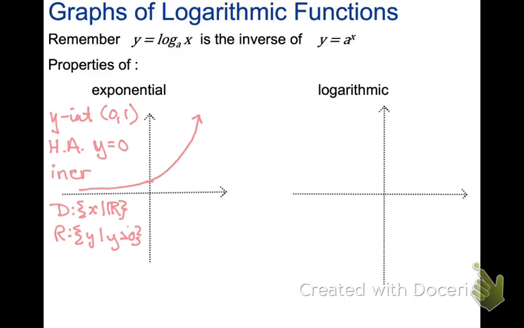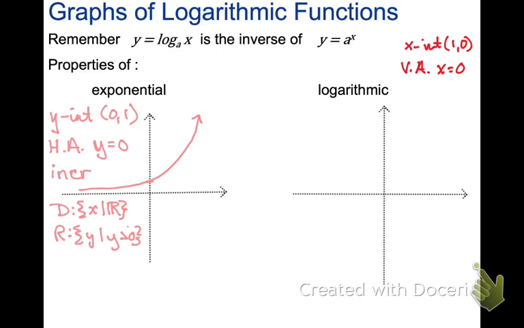Okay, so inverses physically take your domain and range and switch places. So your x becomes y and your y becomes x. Exponential had a y-intercept, so logarithmic has a what? X-intercept. So the x-intercept is going to be at 1, 0. Exponential had a horizontal asymptote, so logarithmic has a vertical asymptote, x equals 0. The increasing isn't going to change. It's still going to be increasing.